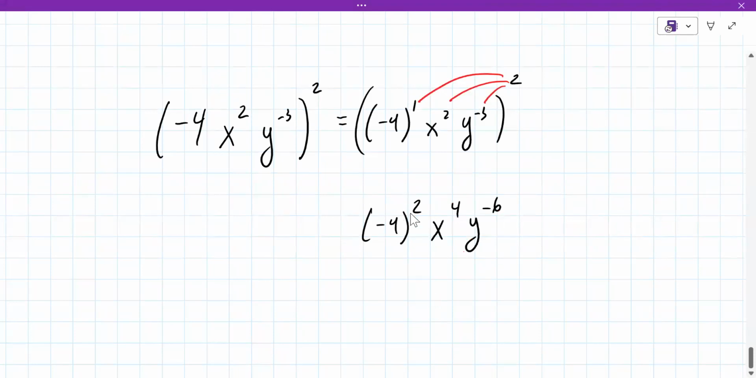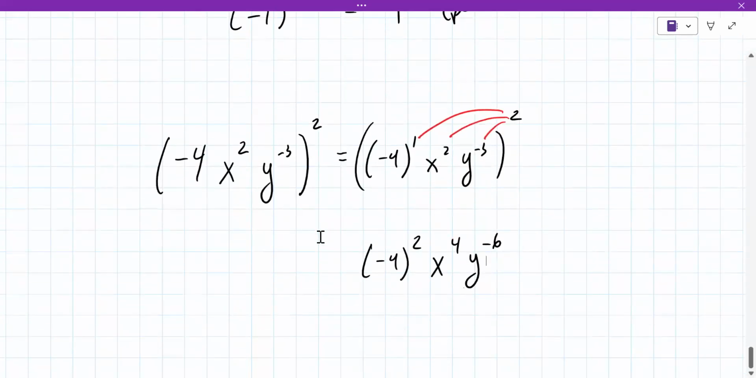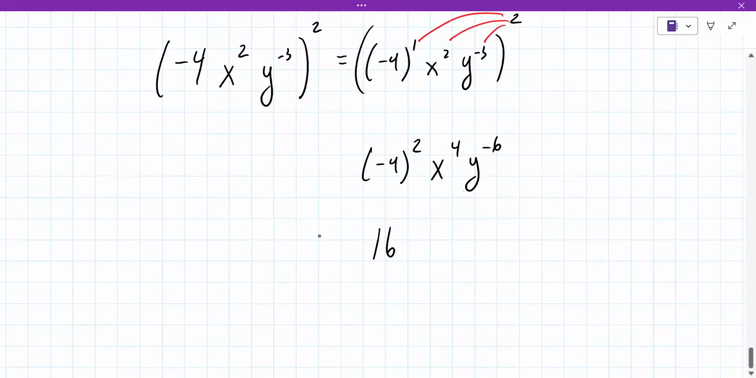Can you tell me what this part becomes here? -4 to the power of 2. -16. Okay, it is 16. Okay, and if you're not sure, you can always work it out. I mean, take your time here. We're not in a rush. X to the 4th, y to the -6.